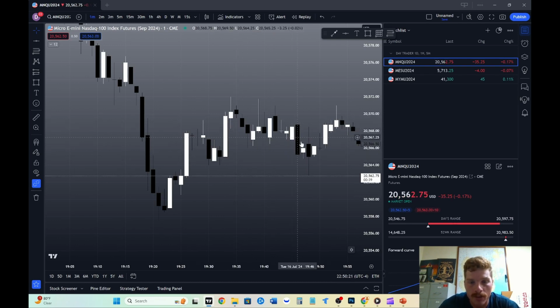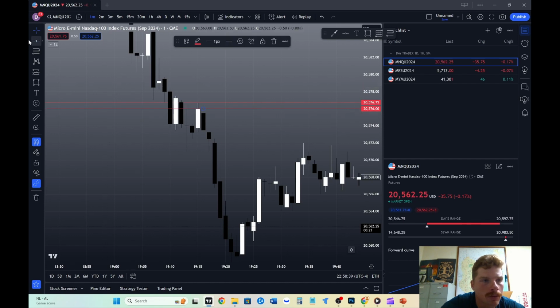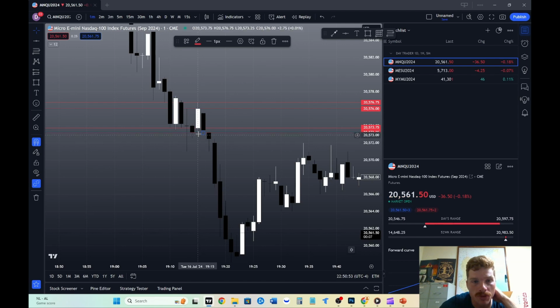So look at this candle. Opens at this price, rises to the top of the wick, drops to the bottom, and then closes. For example, this bullish candle. Here, let's mark it out a little bit. So, market opened right here at 20,573.75. It dropped to 20,573.25. Rose up to 20,576.75, and then dropped a little bit and closed at 20,576.